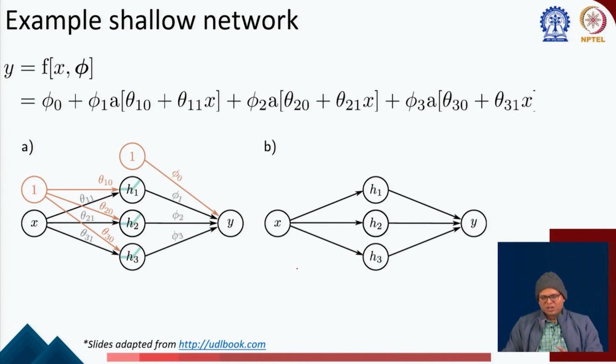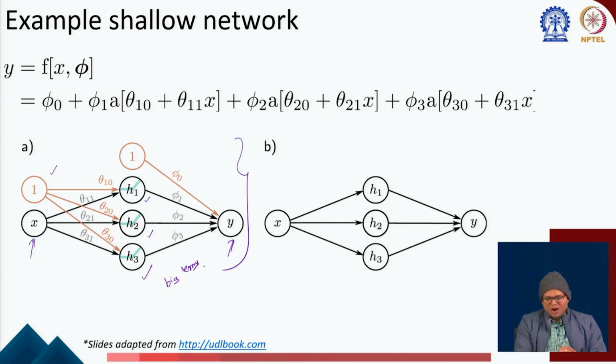Here's an example of a shallow neural network. Let's say you have only one input and one output, and you have 3 neurons in the hidden layer. I can visualize this using either this image or this image. Here I am explicitly showing the bias terms, and here the bias terms are not shown. There are always some bias terms.